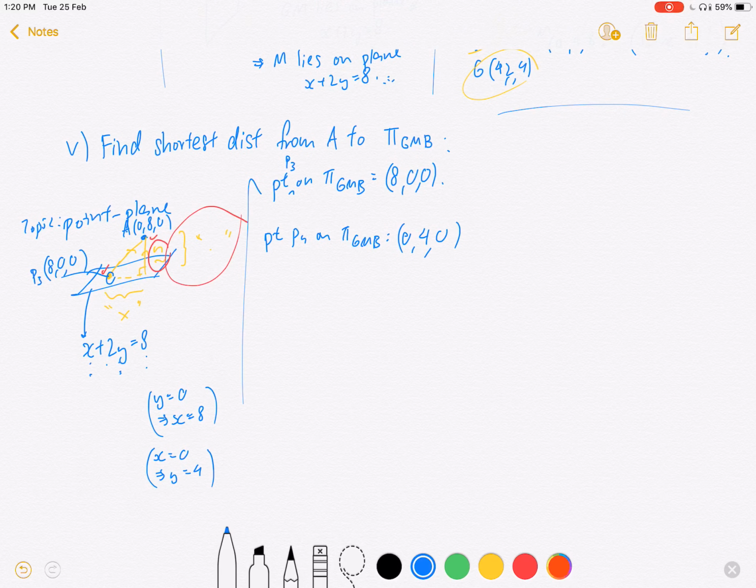What if x and y are both 0? Okay, never mind. Let me not go there. Let me just, well, let y equal 1. Then x is 8 minus 2 equals 6. So I see that another point is 6, 1, 0. 3 points, find 2 direction vectors.